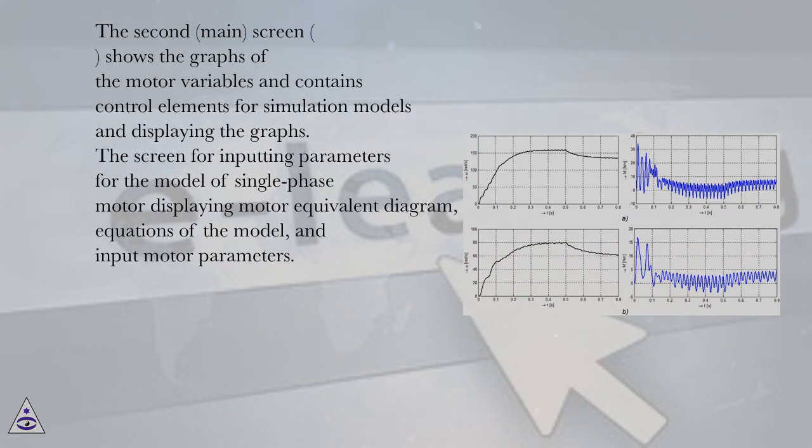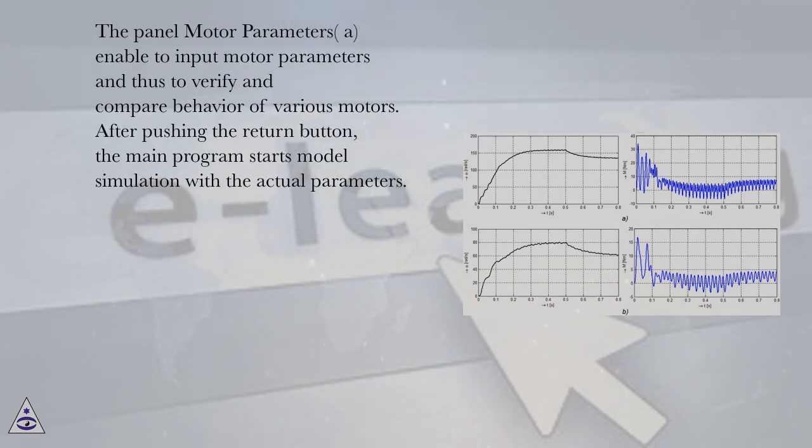The second, main, screen shows the graphs of the motor variables and contains control elements for simulation models and displaying the graphs. The screen for inputting parameters for the model of the single-phase motor displays the motor equivalent diagram, equations of the model, and input motor parameters. The panel motor parameters A enables to input motor parameters and thus to verify and compare the behavior of various motors. After pushing the return button, the main program starts model simulation with the actual parameters.